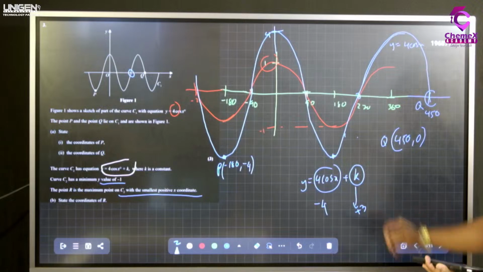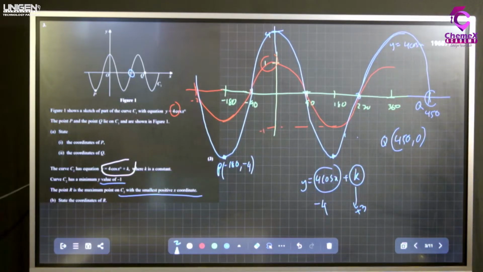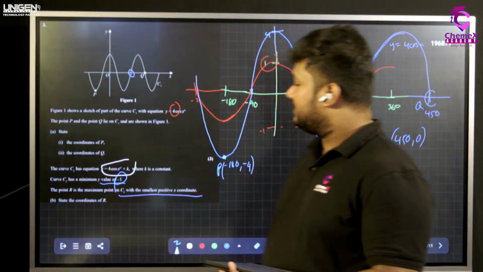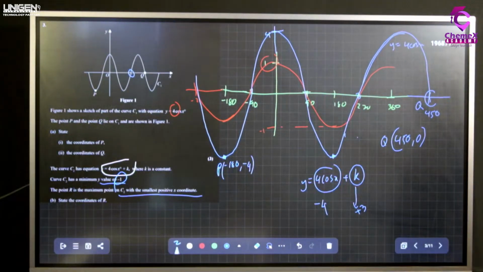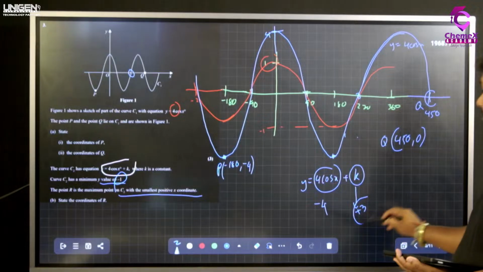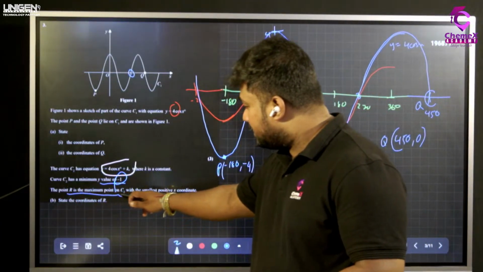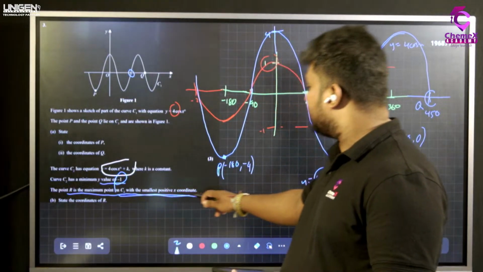k is +3. You understand or not? For y to be -1. So now they are asking, you found k is +3. Then now they are asking to find R, the maximum point of C2, with the smallest possible value.